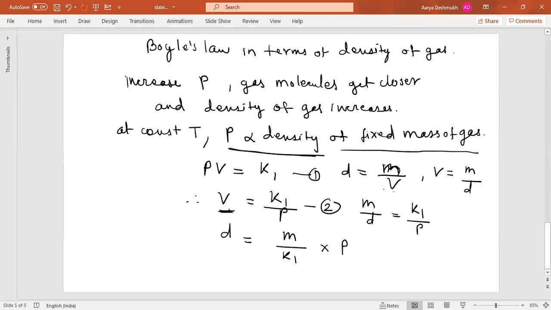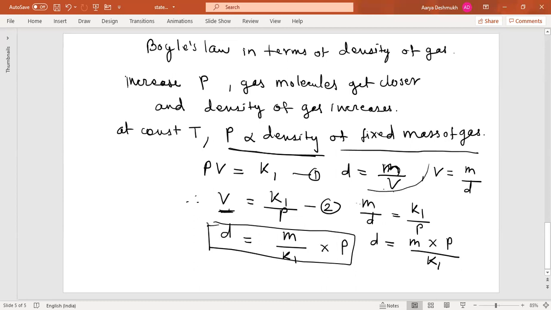Okay. So we can write in terms of density. Density will be equal to M into P divided by K1. So this is the same thing I wrote here. I just tried to make it simpler for you. You can write directly this equation, and if you find it a little difficult, you can write this way also. So now we can write D is equal to K dash into P.